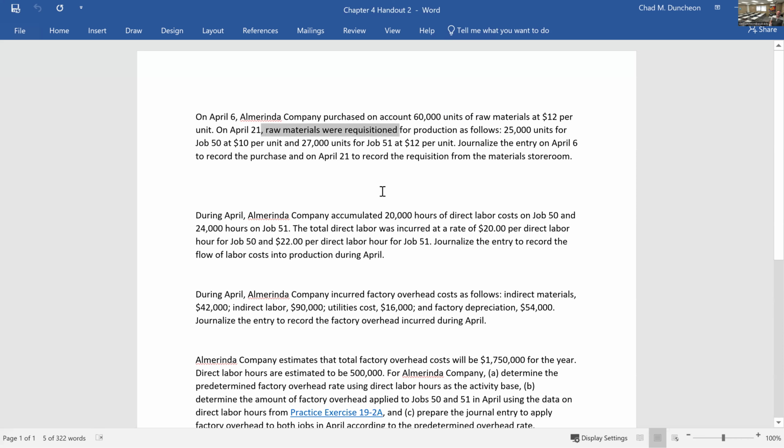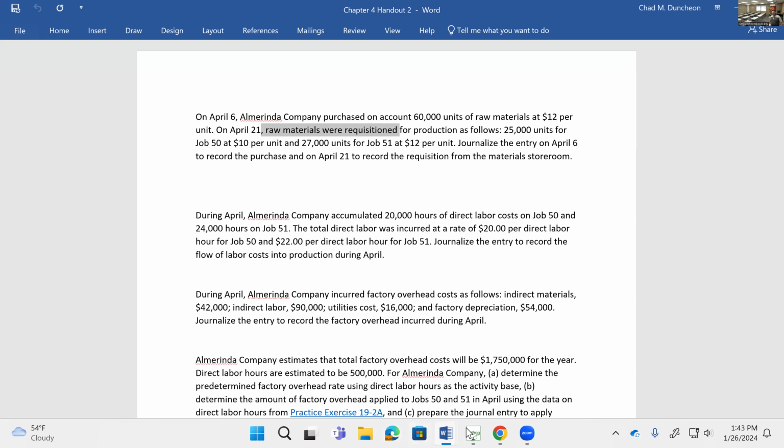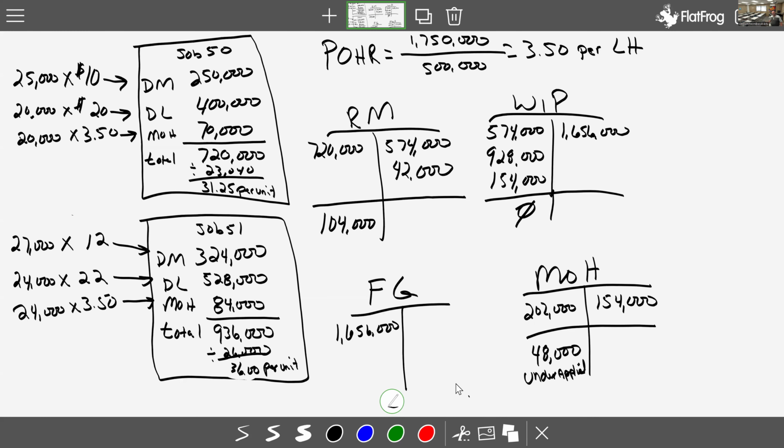That requisition means that they were requested by the production department from the warehouse. So we need to take them from the warehouse down to our work floor and start putting them into production. Anytime we put anything into production, we need to put it onto our job cost sheet. So we had 25,000 units for job 50 at $10 per unit and 27,000 units for job 51 at $12 per unit. So the first thing I do is go to my job cost sheet.